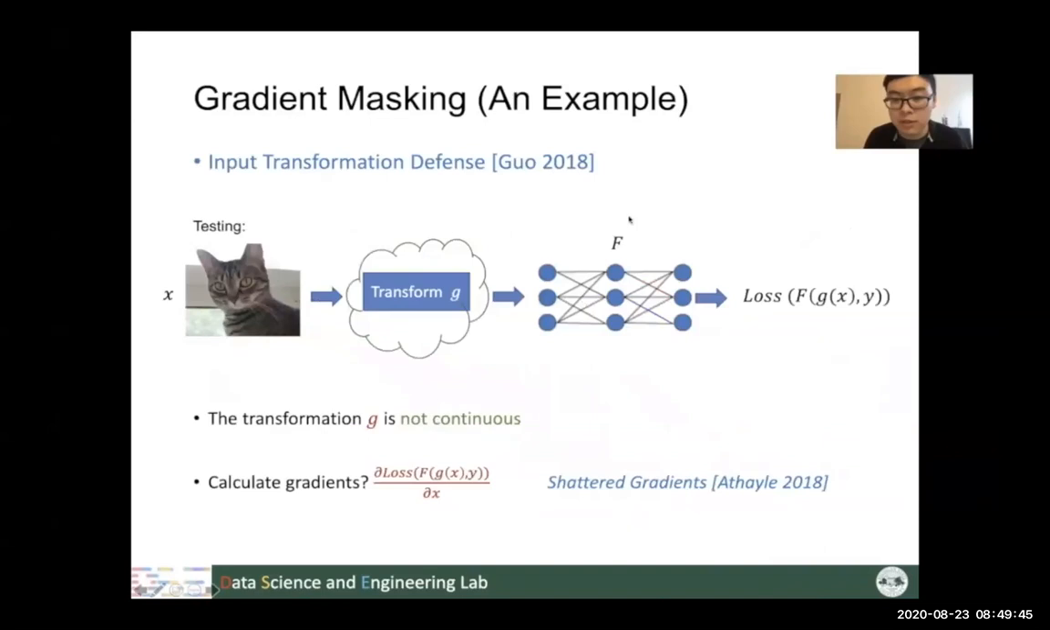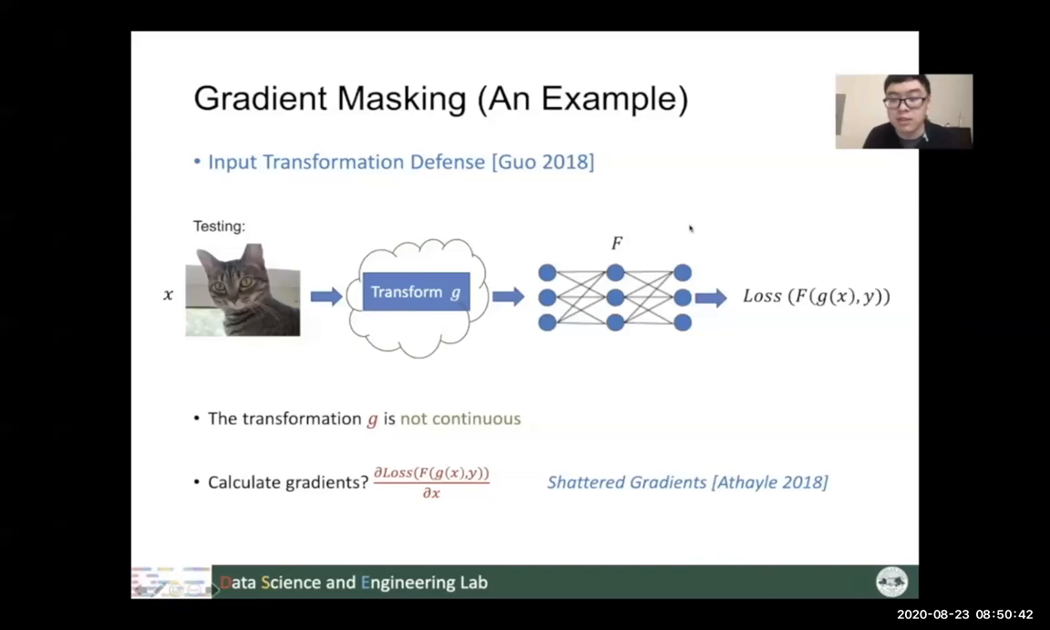And if we take a closer look at the operation function G, because the G function is not continuous or differentiable, an attacker cannot even calculate the gradient information. So he cannot directly apply the vanilla attacking algorithms. In the field of adversarial learning, they call this gradient masking phenomenon or gradient masking strategy. The shattered gradients means that you intentionally break the gradient information. And the experimental results of this work really show that it has higher accuracy for the adversarial examples which were originally generated to attack this model F.